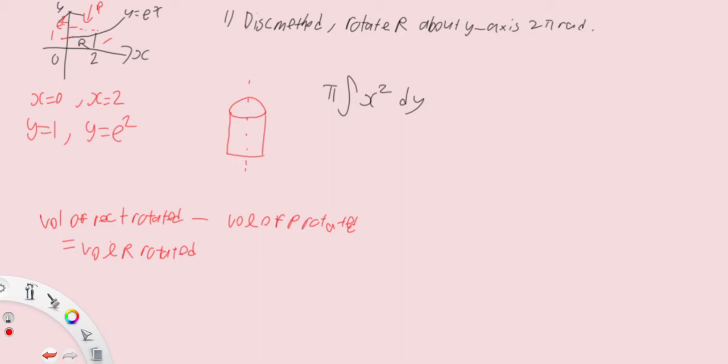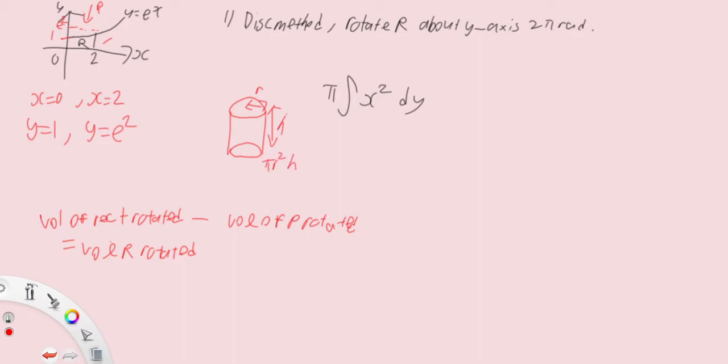Let's say this is the y-axis. So you get a cylinder, right? Let me just draw this nicely. Okay, so how do you find the volume of a cylinder? Again, it's like the volume of a disk, so it's basically pi r squared h.